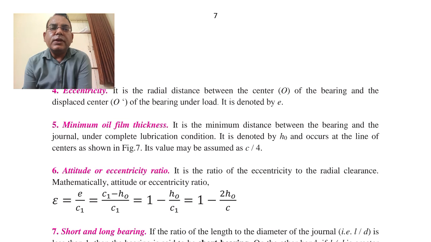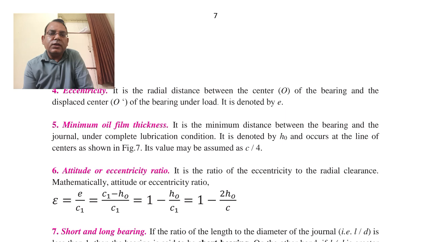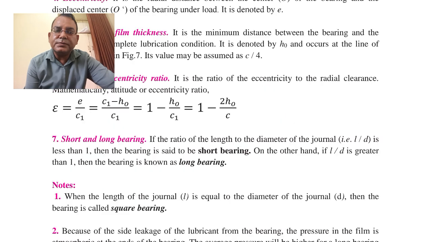Eccentricity is the radial distance between the center of the bearing and the displaced center of the bearing under the load. When the load is applied, the center of the bearing is displaced. So the distance between the original center and displaced center is called eccentricity. It is very important. Minimum oil film thickness is the minimum distance between the bearing and journal under complete lubrication condition. It may be assumed as C by 4. Sometimes we can assume it as C by 4. Eccentricity ratio is the ratio of eccentricity to the radial clearance.